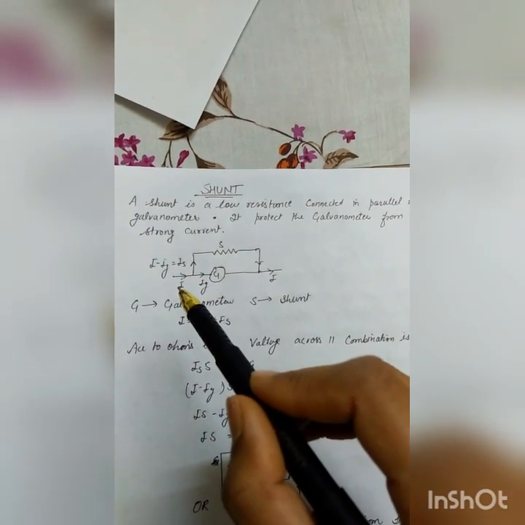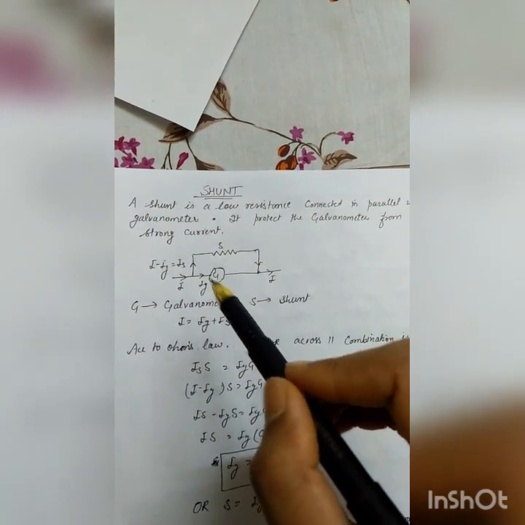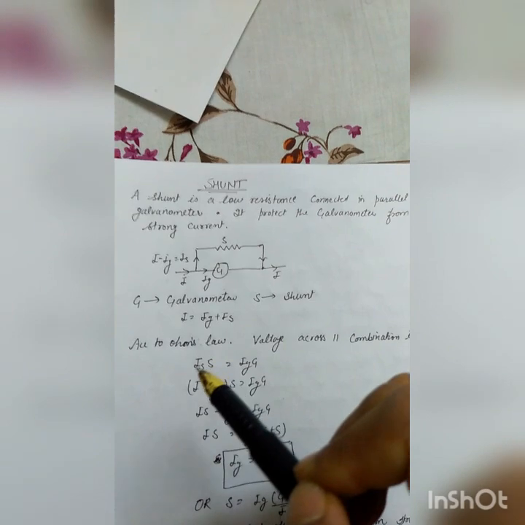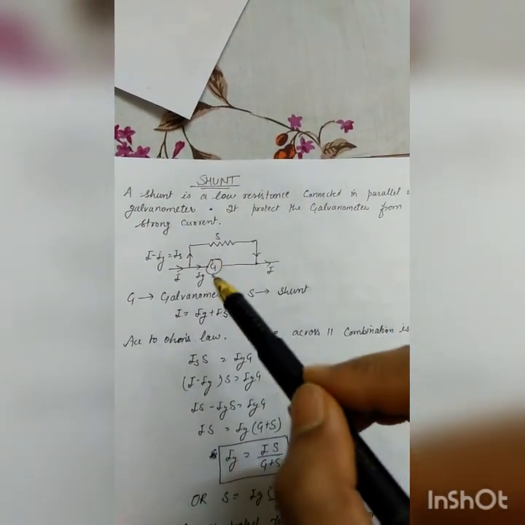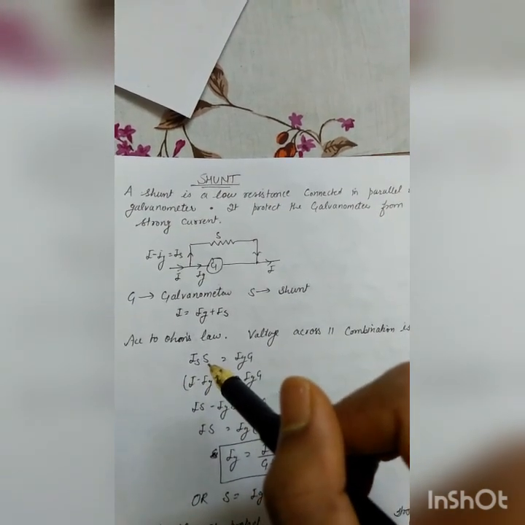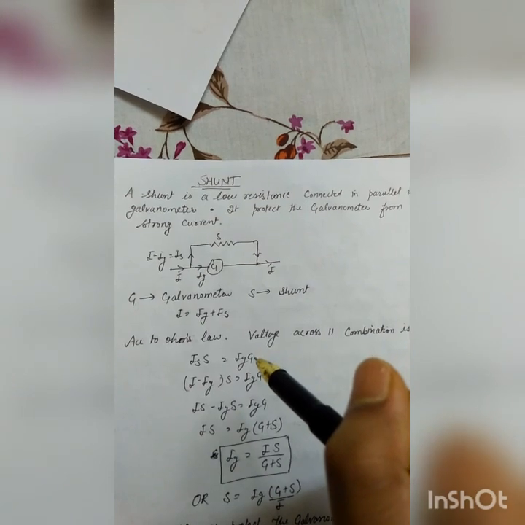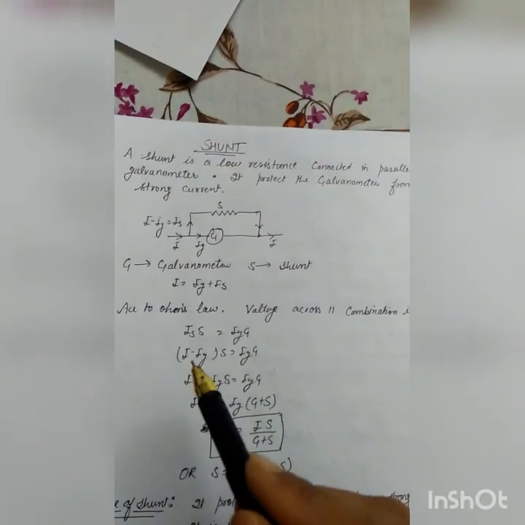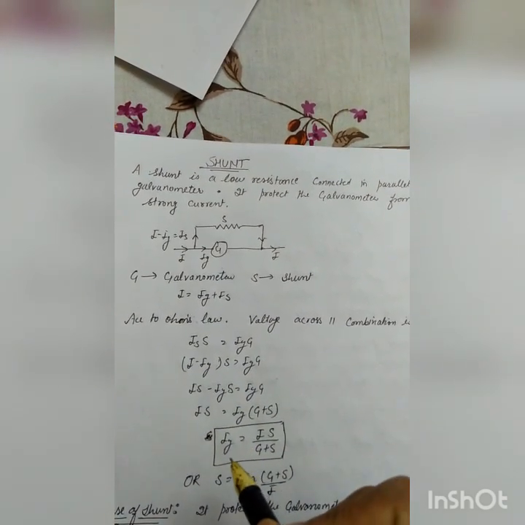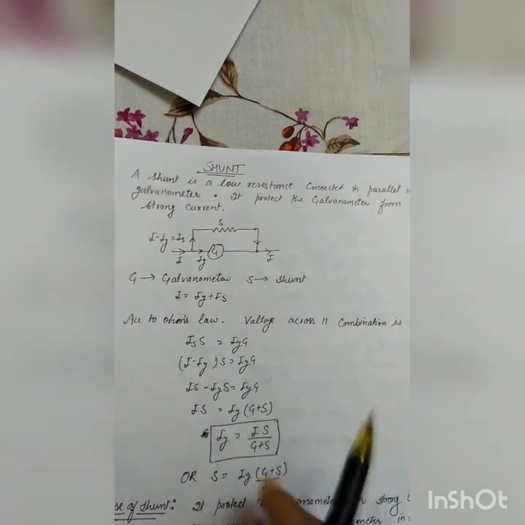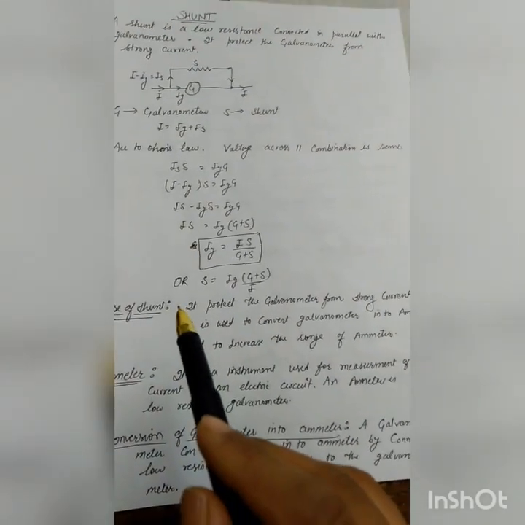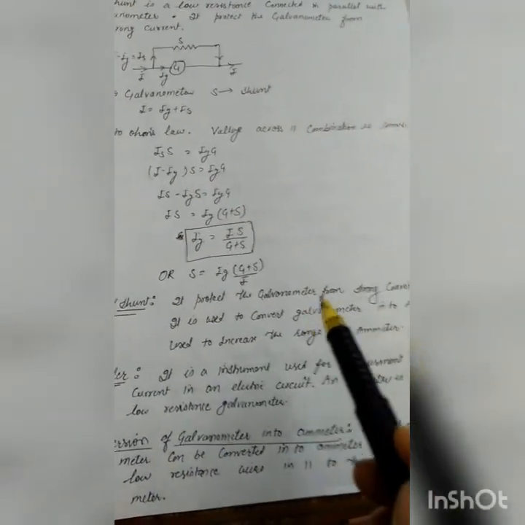I is the total current flowing in the circuit, Ig is the current flowing in the galvanometer, and Is, which is equal to I minus Ig, is flowing through the shunt. According to Ohm's law, the voltage across the parallel combination remains constant. So, voltage equals current into resistance, where S is the resistance of the shunt and G is the resistance of the galvanometer. It becomes (I minus Ig) into S is equal to Ig into G, and you can calculate the value of Ig, which is IS upon G plus S, or you can find the value of the shunt also. Use of the shunt: it protects the galvanometer from the strong current.